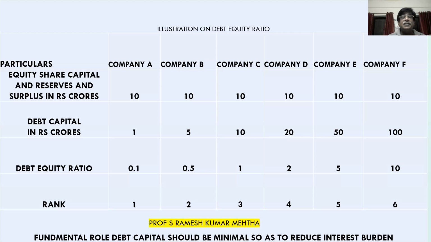Now let's take a small example here. With that you will understand what we are talking about. Now look at the companies. There are six companies in our discussion: Company A, Company B, Company C, D, E, and F. I have given the equity share capital of each company as 10 crores in all the cases.